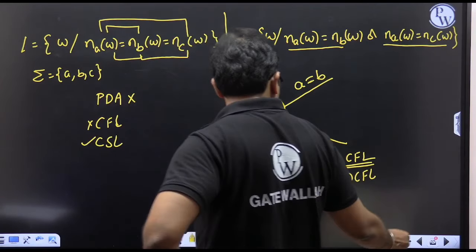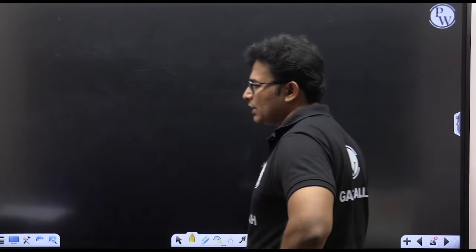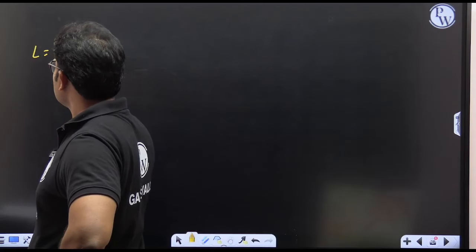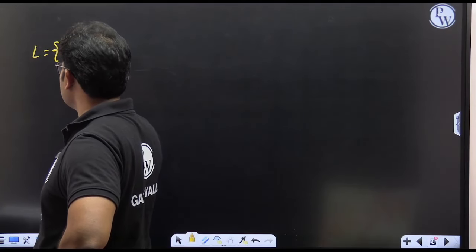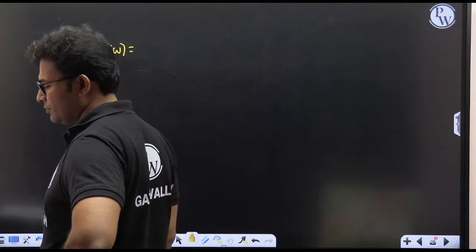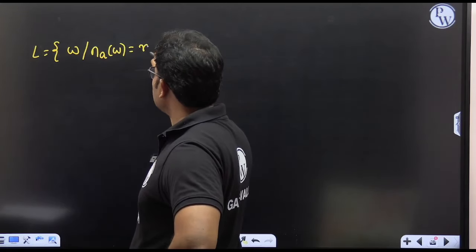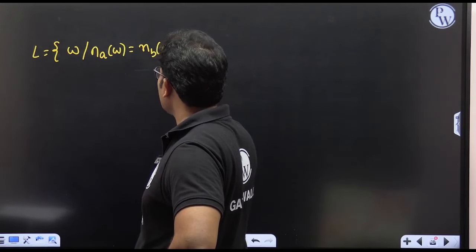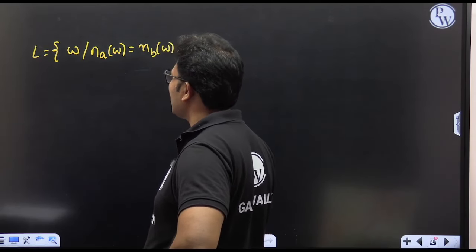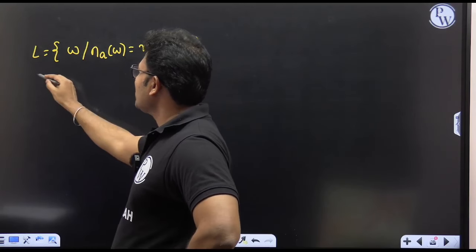Now, I will change the question a little bit. Let us see this question. L equals the set of all strings W such that the number of A's in W is equal to the number of B's in W plus 1, which means one extra A has to remain. It is very easy, right? And sigma equals {A, B}.